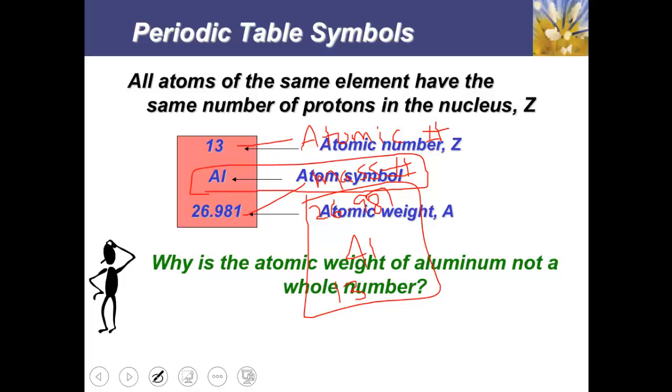It says, why is the atomic weight of aluminum not a whole number? And that's because not all atoms of aluminum have the same mass. And so this is what we call an average atomic mass or average atomic weight. It is not average in the sense that if you have 3 isotopes, we're going to divide by 3. It is called a weighted average. And we'll look at that a little bit later on in the term in this particular PowerPoint.